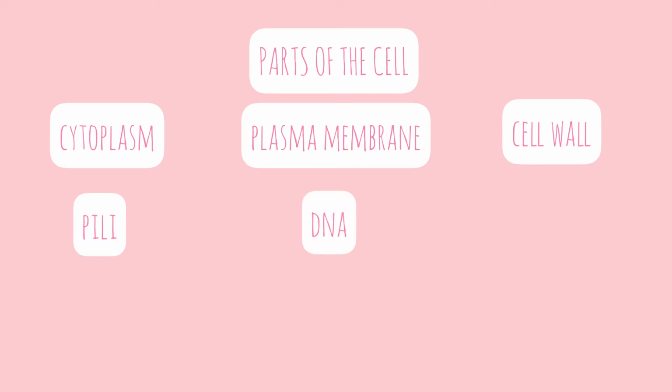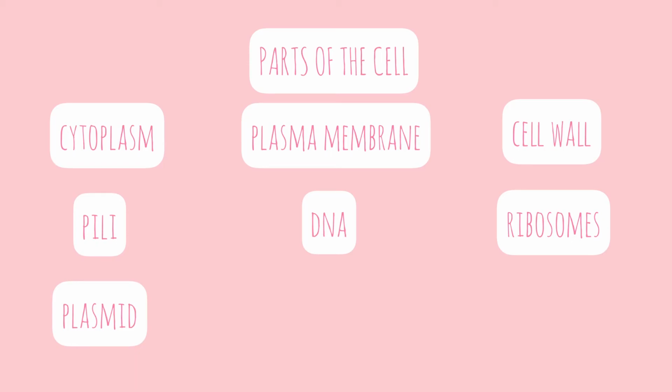The DNA is a complex molecule that contains all the information necessary to build and maintain an organism. The next one is the ribosomes. Ribosomes are the sites in a cell in which protein synthesis takes place. A plasmid is a small, circular, double-stranded DNA molecule that is distinct from a cell's chromosomal DNA.